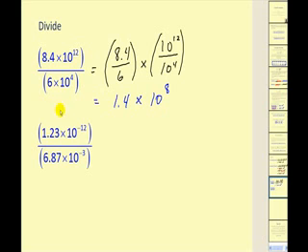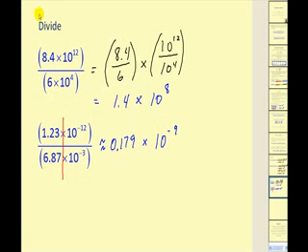To save some time on this last problem, I'm just going to go ahead and think of this as two division problems. 1.2 divided by 6.87 is approximately 0.179 times 10 to the -12 divided by 10 to the -3. -12 minus -3 would be 10 to the -9.